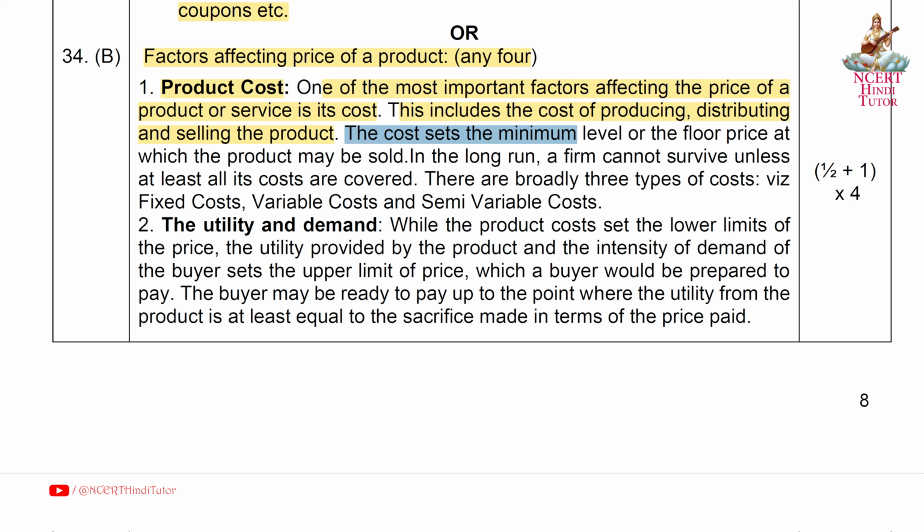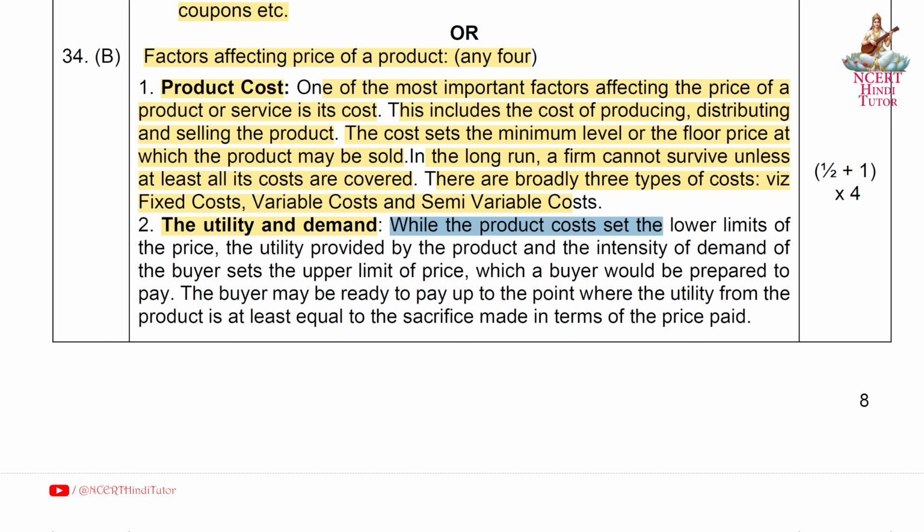The cost sets the minimum level or the floor price at which the product may be sold. In the long run, a firm cannot survive unless at least all its costs are covered. There are broadly three types of cost: fixed cost, variable cost, and semi-variable cost. Second, the utility and demand.